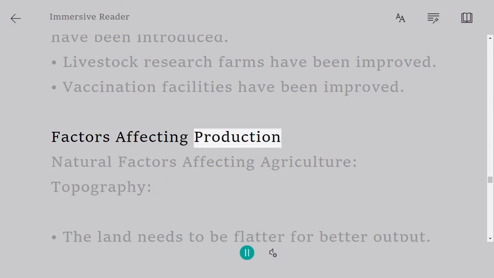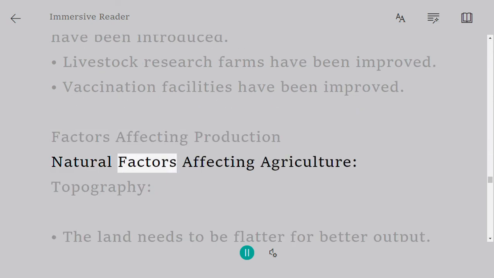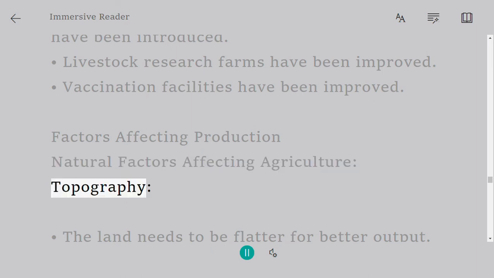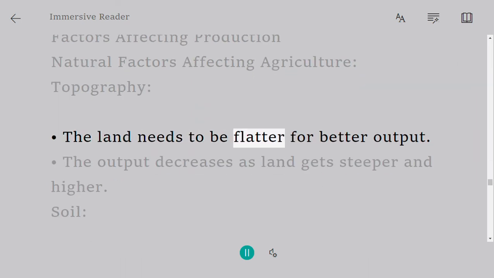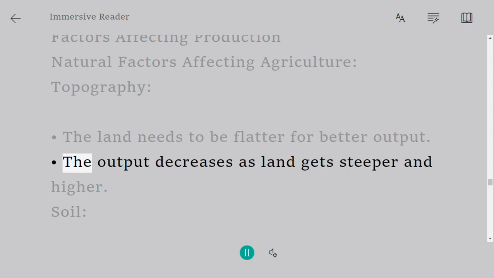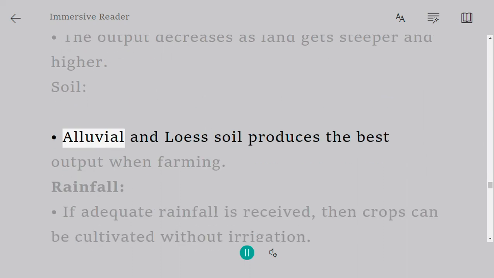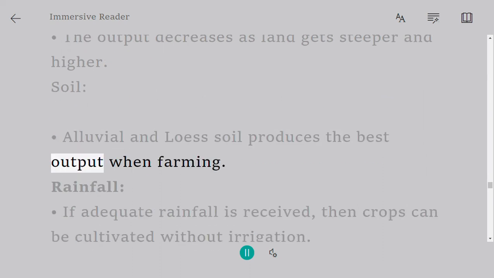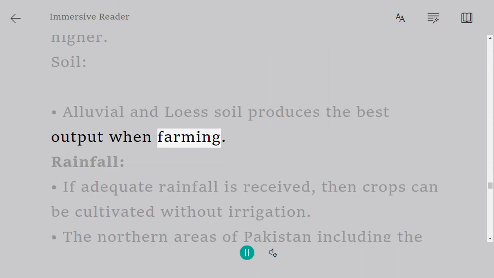Factors affecting production. Natural factors affecting agriculture. Topography. The land needs to be flatter for better output. The output decreases as land gets steeper and higher. Soil. Alluvial and loess soil produces the best output when farming.